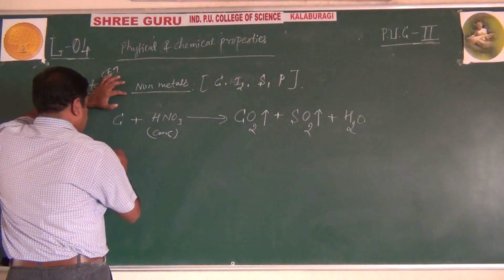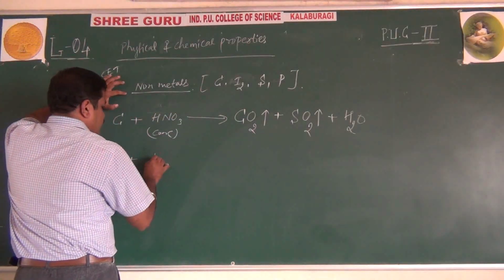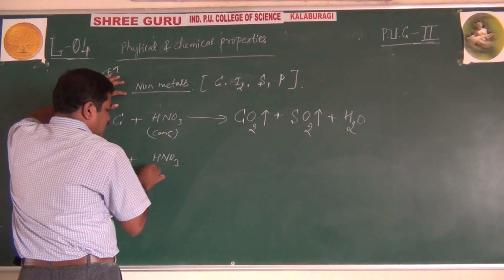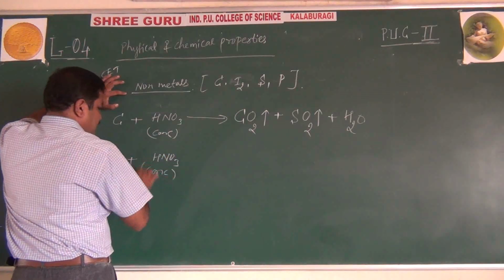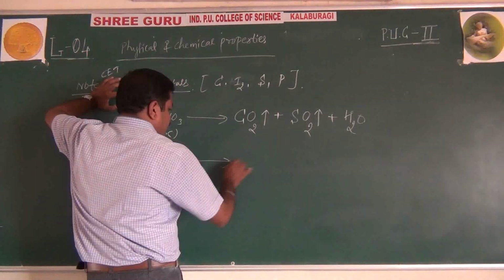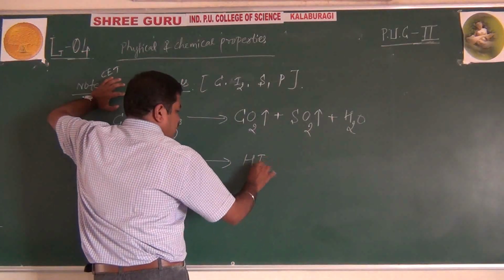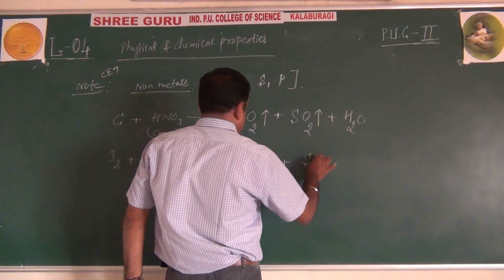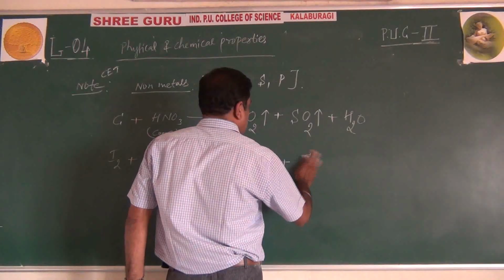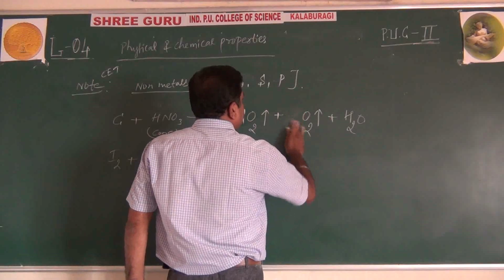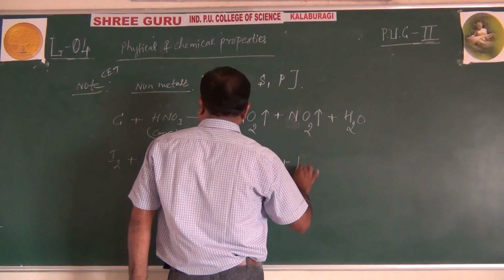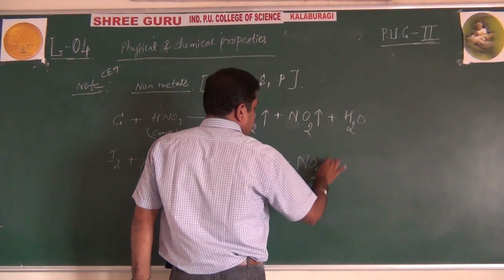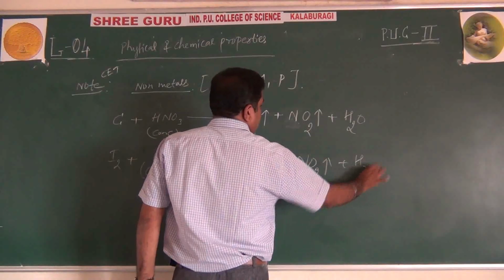Like this, iodine also reacts with concentrated nitric acid and it will get oxidized to iodic acid, HIO3, plus NO2, nitrogen dioxide, plus H2O.